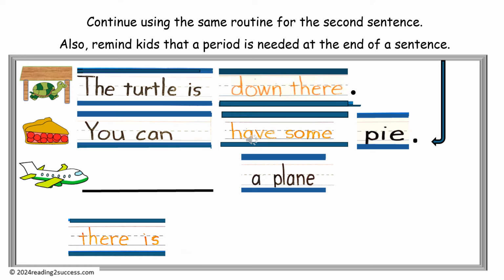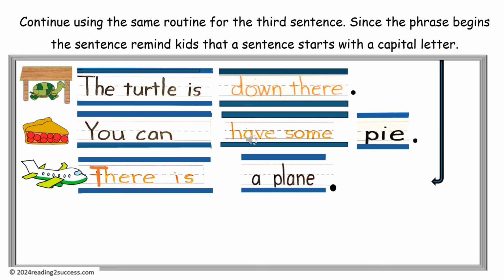Continue using the same routine for the second sentence. Also, remind kids that a period is needed at the end of a sentence. Continue using the same routine for the third sentence. Since the phrase begins the sentence, remind kids that a sentence starts with a capital letter and make the T in there capitalized.